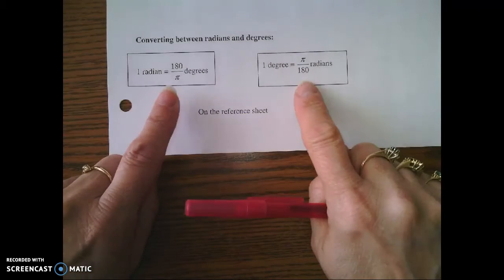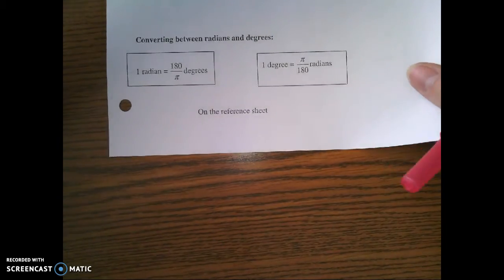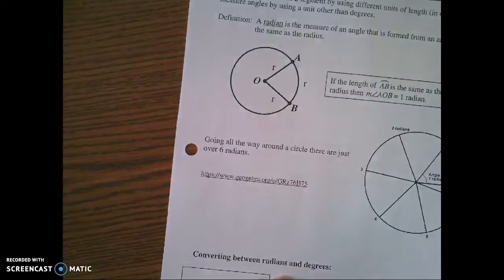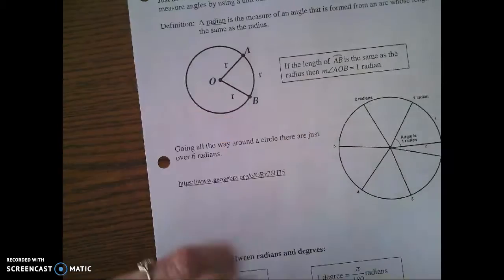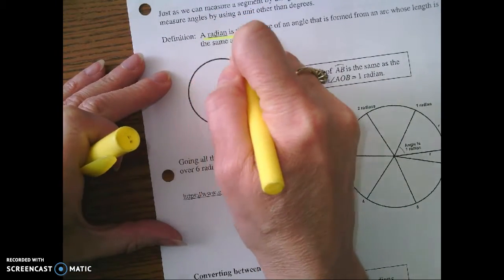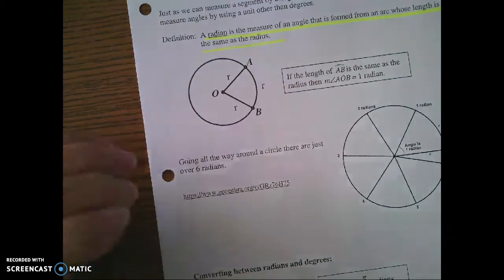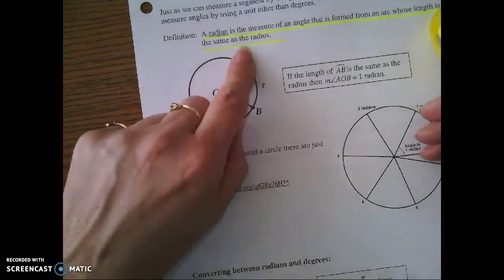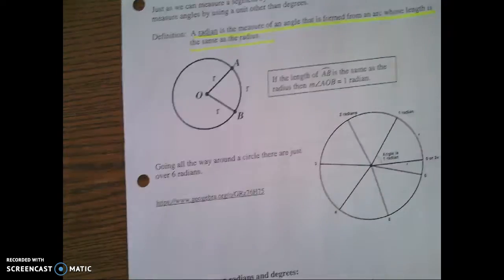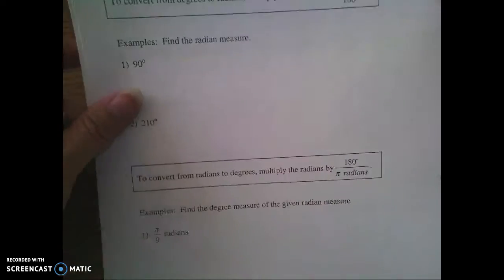So those are right here. So those are on your reference sheet. You don't need to memorize them. But I'm going to show you how to use them. So on this first page, if you wanted to highlight anything, a radian is a measure of an angle that is formed from an arc whose length is the same as the radius. So there's that. All right, so here we go.